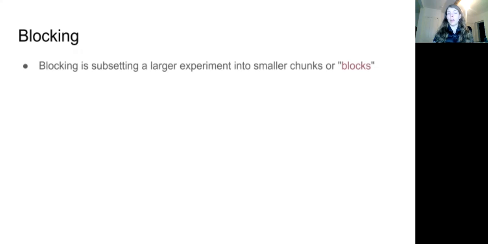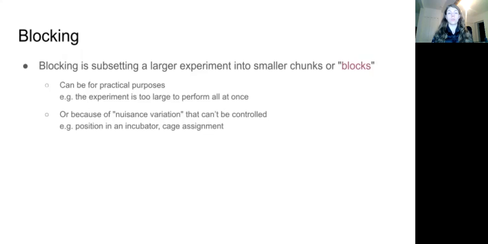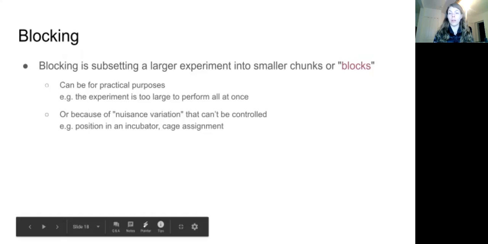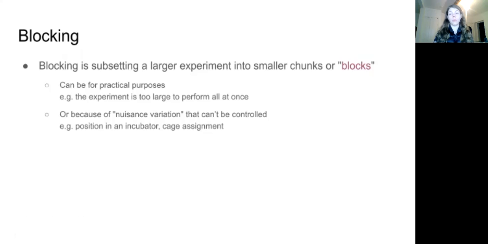Blocking is the subsetting of a larger experiment into smaller chunks or blocks, which is often done for practical purposes. For example, if the experiment is too large to perform all at once, or to statistically control for some sort of nuisance variation or noise that can't be controlled for experimentally, such as the position your tissue culture occupies in an incubator, or the cage your experimental rodents happen to share with other rodents, for example.